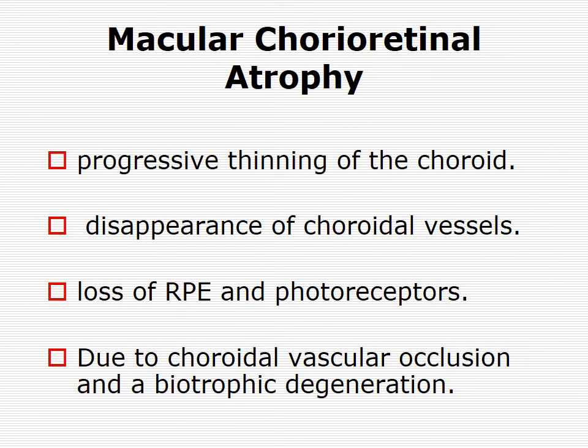What is macular chorioretinal atrophy? It is progressive thinning of the choroid with disappearance of the choroidal vessels, with loss of the retinal pigment epithelium and photoreceptors. It is due to choroidal vascular occlusion and biotrophic degeneration.